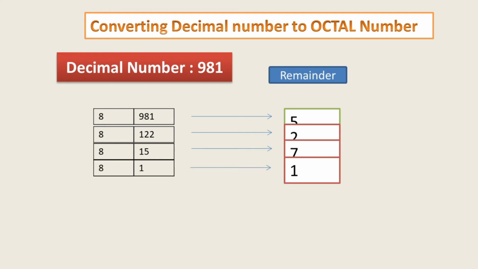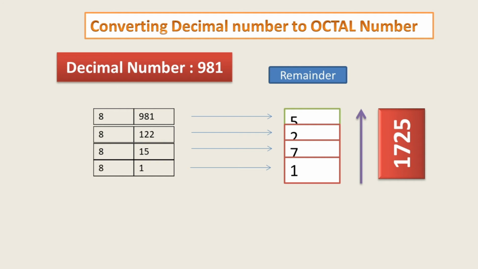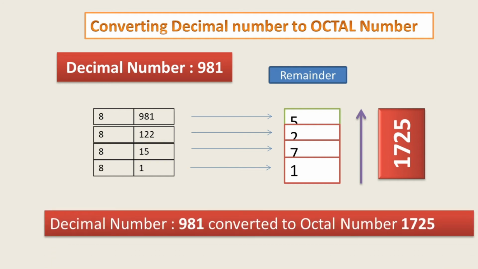If you see properly, the remainders are stored there, 1725. So the decimal number 981 is converted to an octal number 1725 by successively dividing it by 8 and storing the remainder.